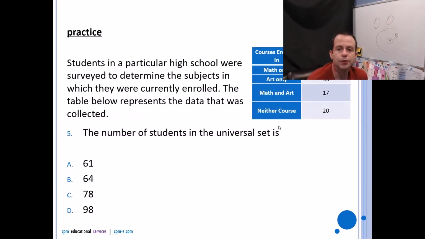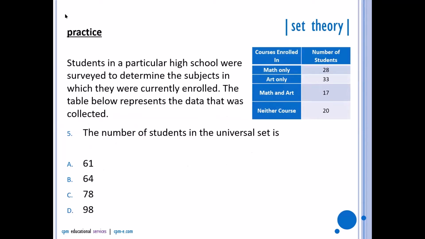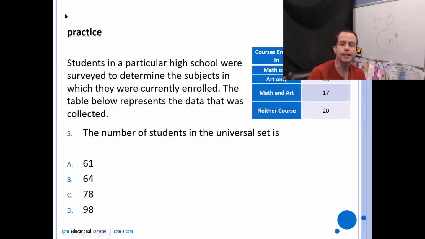Okay. Students in a particular high school were surveyed to determine the subjects in which they were currently enrolled. The table below represents the data that was collected. Okay, now you have the table in your book. I'm probably hiding it right now, but it's right there. Okay, and you have it in your book as well. Okay, the number of students in the universal set.